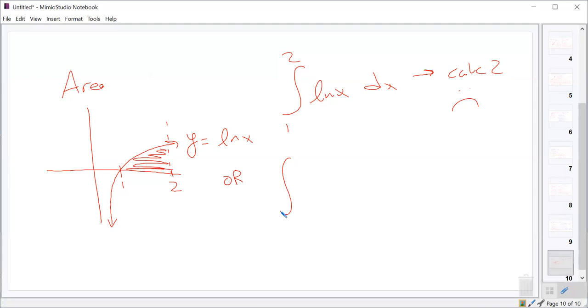Exactly. Maybe I should have said 1 to e. That would have been a better choice. That's fine. This will be fine. Okay. What's the highest y value in this region? Right here, right? That's the highest y value in that region. Everybody agree with that?